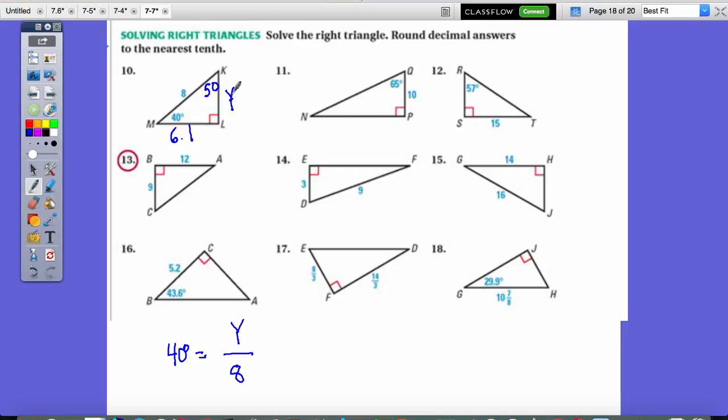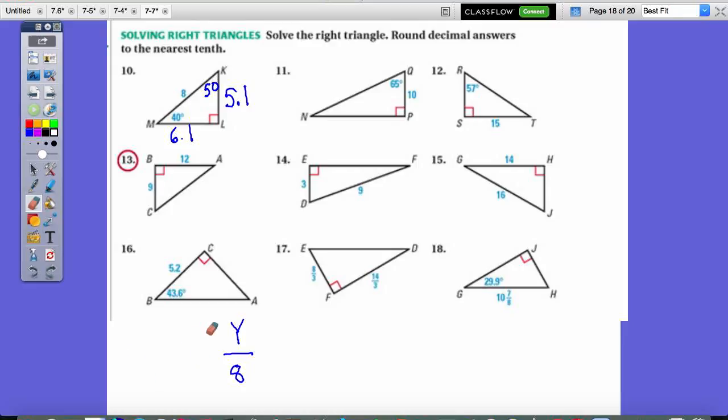So since y is opposite the 40 and I'm dividing by the hypotenuse, that's sine. And the sine of 40 is 0.6427, etc. I'm going to leave that in my calculator. I'm going to multiply by 8 and I get 5.14. So roughly 5.1.